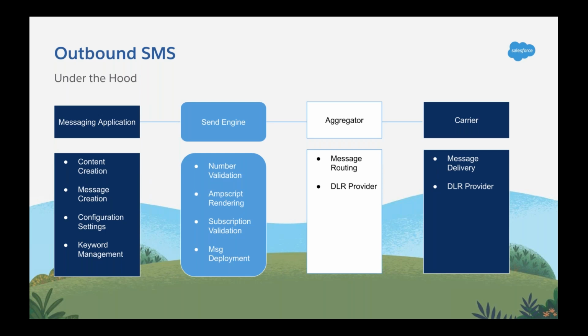On the aggregator route, like I explained earlier, we use the aggregator to connect to different carriers. They maintain those carrier relationships, so we don't have to maintain 100,000 different integrations with carriers across the globe. And then they also are a DLR provider. I will get very deep into DLRs later in the presentation here. Lastly, the carrier, who's responsible for that last leg of message delivery, and then also providing us with a delivery receipt to indicate whether delivery was successful or unsuccessful.